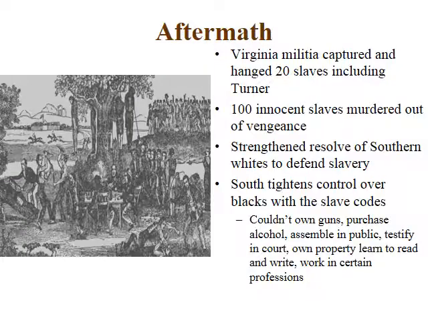So, here's the aftermath, though. The Virginia militia capture and hang 20 of the slaves, including Turner. They also arrest over 100 innocent slaves who had nothing to do with this. They just grabbed 100 black people and they murdered them, just out of vengeance, just to make a statement to other blacks in the area: don't do what Nat Turner did. Otherwise, not only will you be killed, but probably some of your family and friends will as well. I mean, this is like Nazi-type genocide here at this point.